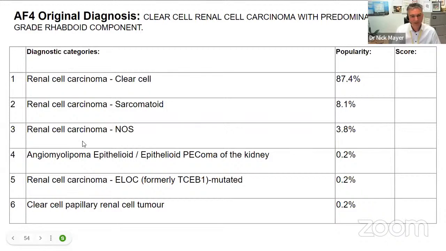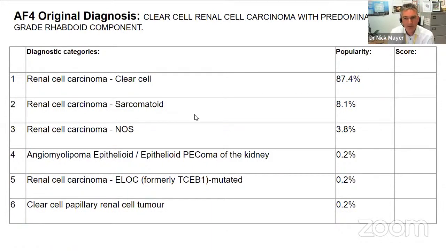And then clear cell papillary, this was changed in the most recent update of the WHO from clear cell papillary renal cell carcinoma to clear cell papillary renal cell tumor, rather than carcinoma, to emphasize the indolent behavior of these tumors, which are by definition low grade, so ISUP grade 1 and 2, so really incompatible with rhabdoid type morphology.